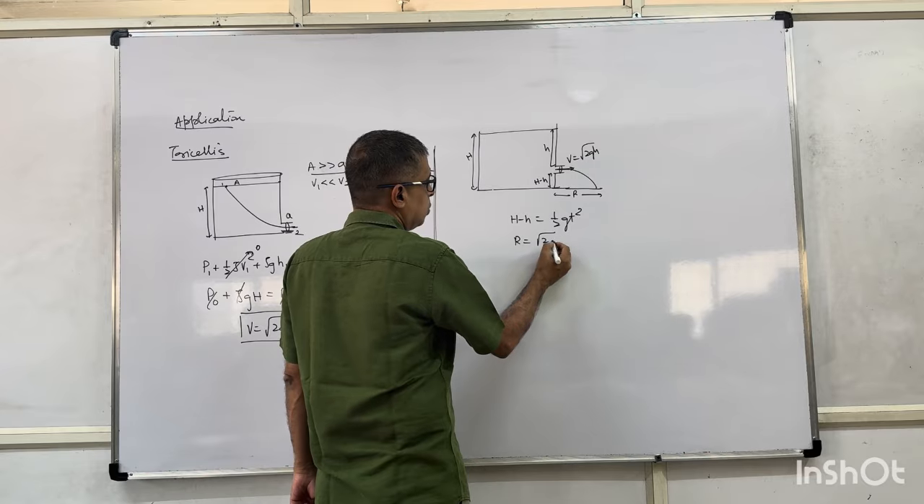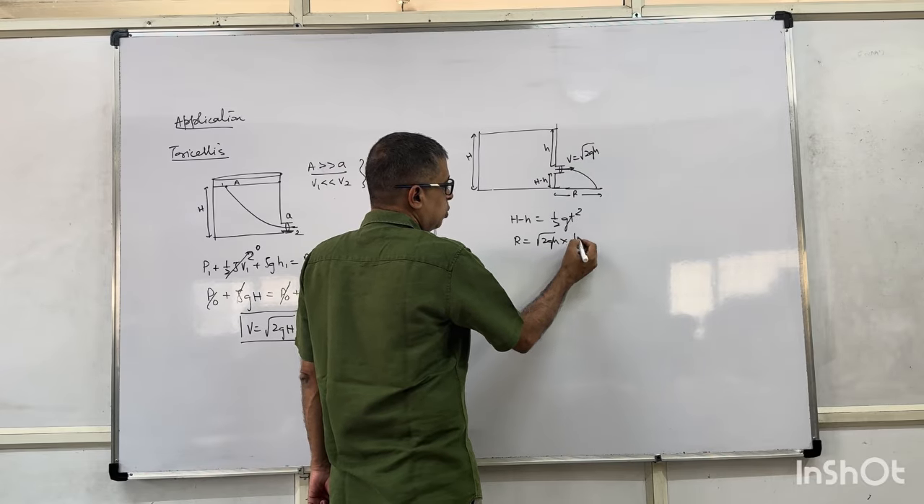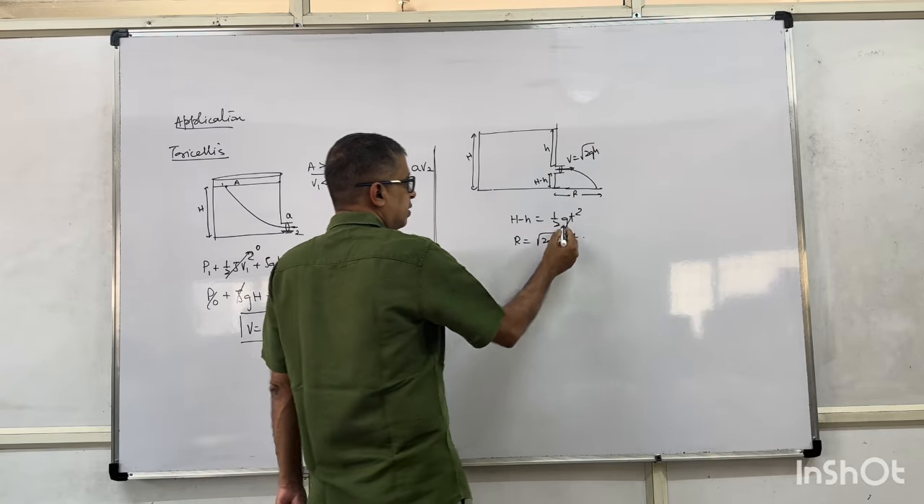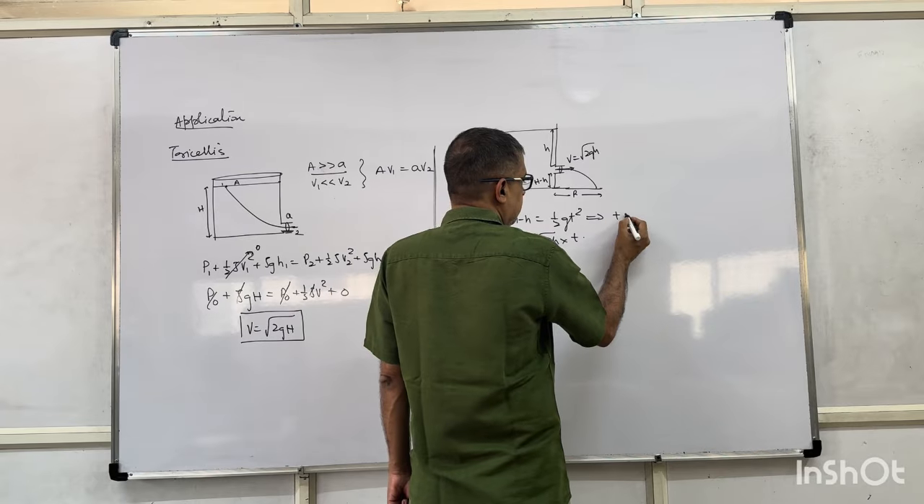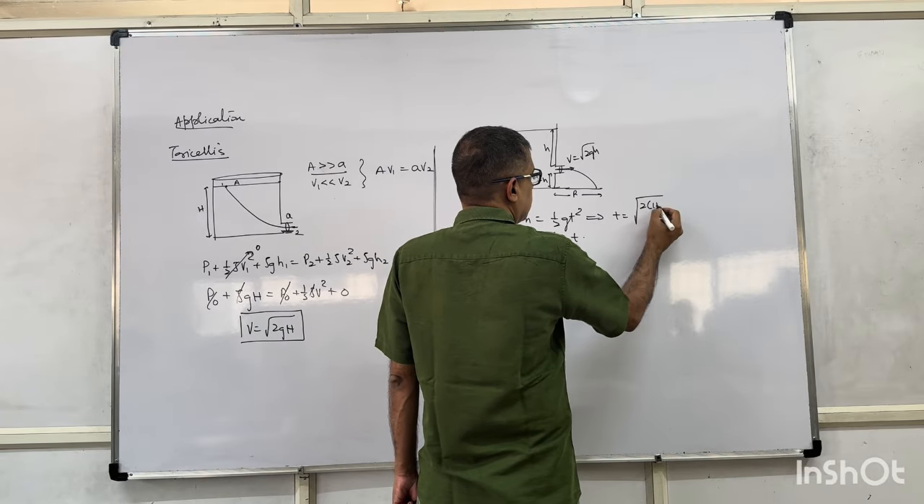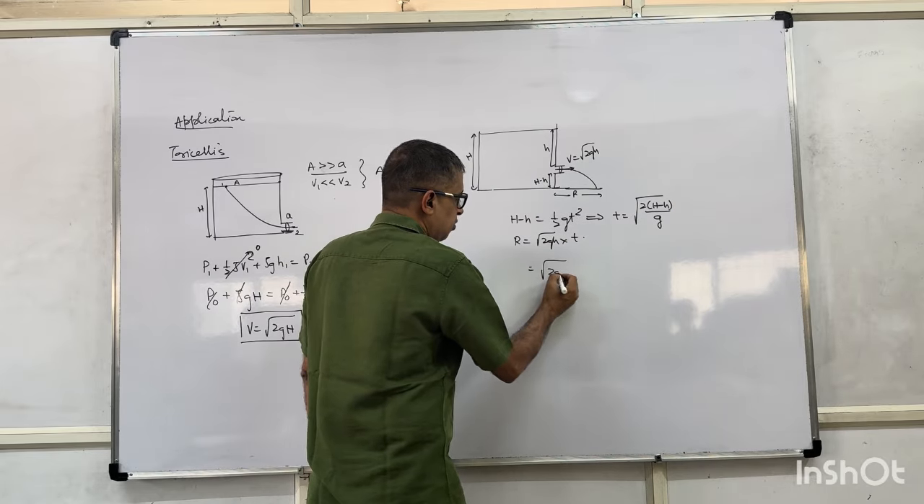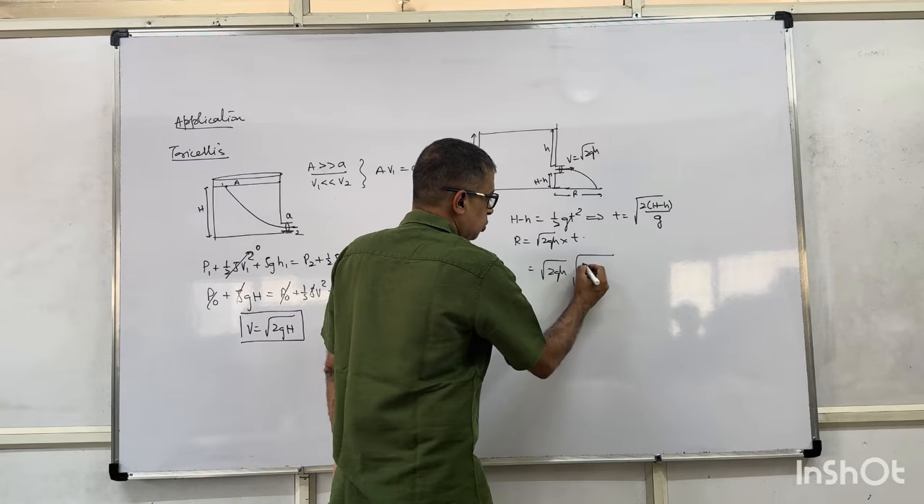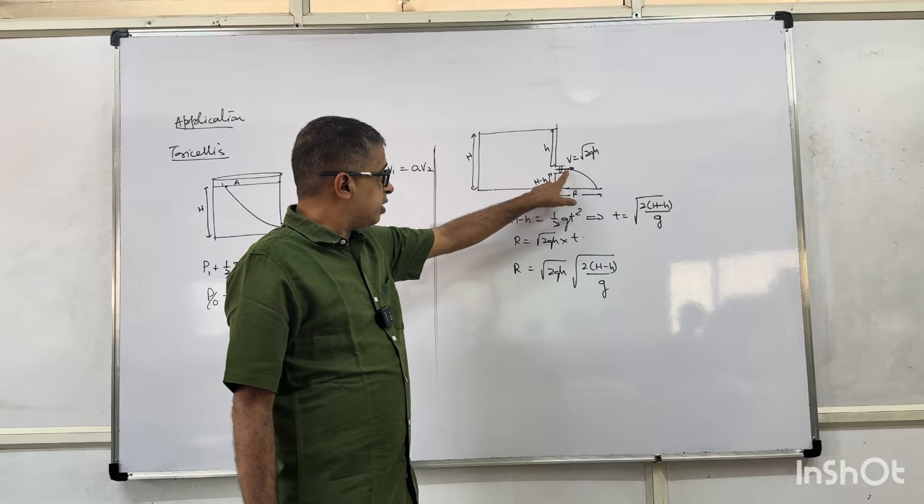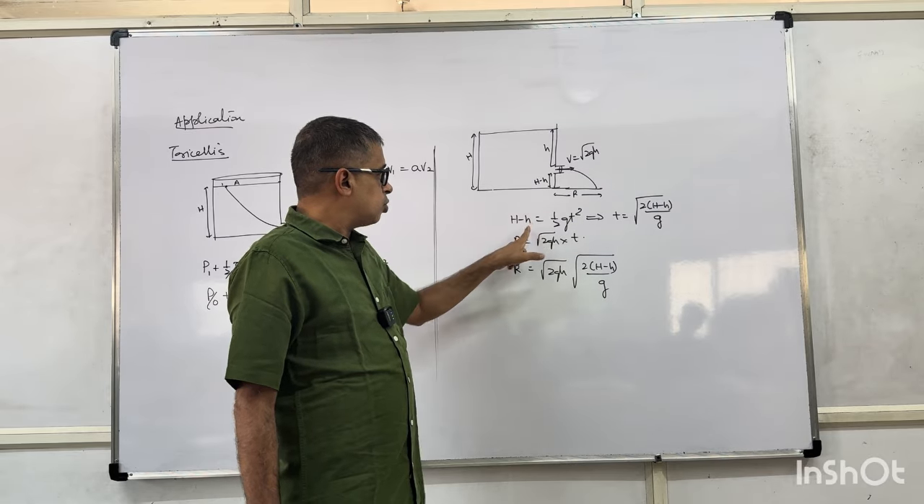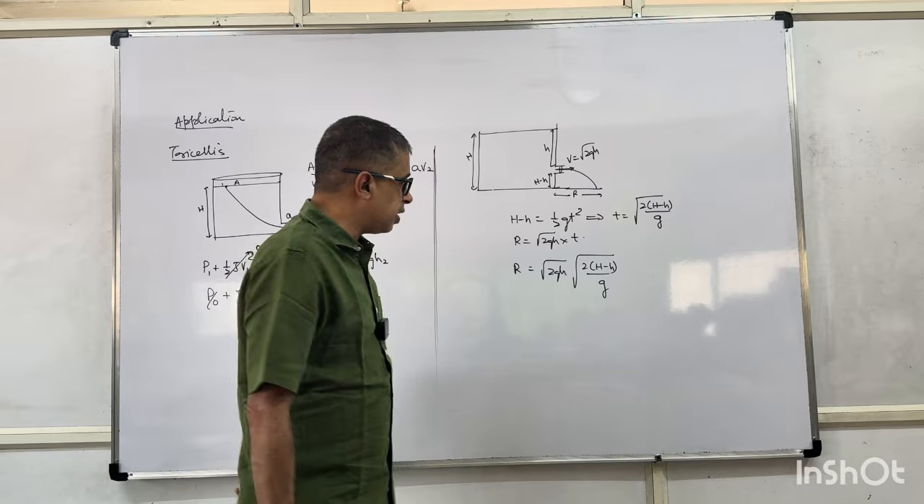R is equal to root over of 2gh into time of flight. From here, how do I get time of flight? Root over of 2 times (H minus h) by g. So this will be root over of 2gh into root over of 2 times (H minus h) by g. This will be the range. Is my simplification correct? In the horizontal direction, it is velocity into time. Vertical direction, initial velocity is 0. So H minus h will be half gt square.